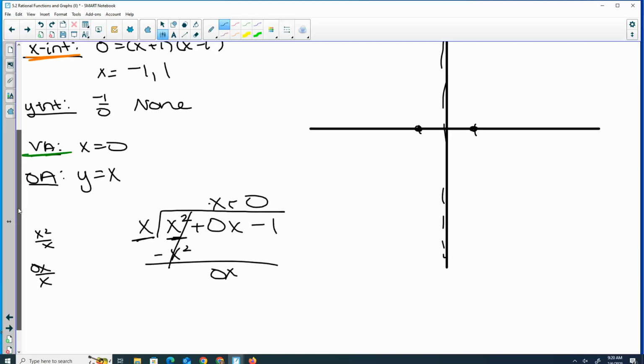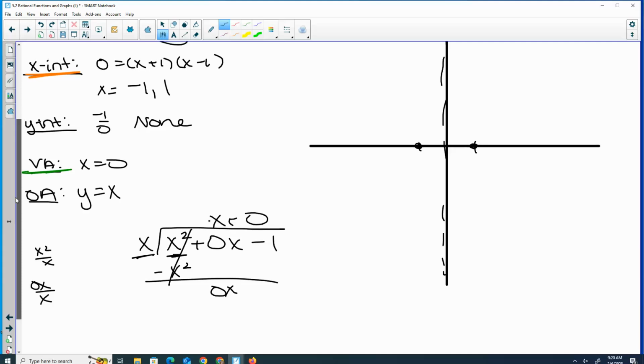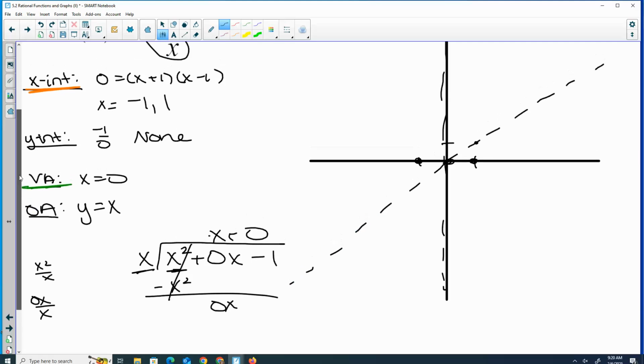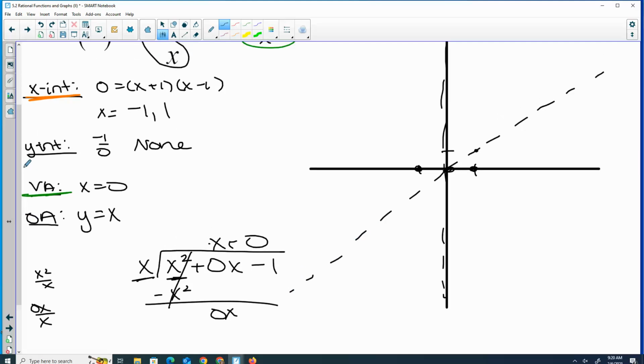Okay, oblique is just your normal line. So y equals mx plus b. My y-intercept is 0. My slope is 1, so up 1 over 1. And we have that dashed line. Right. We had one vertical asymptote, so we should have two sections of the graph, the left and the right.